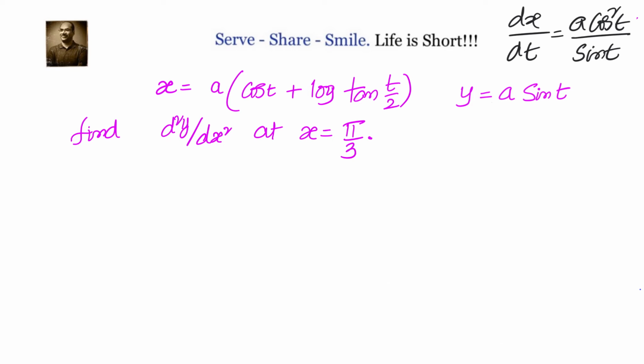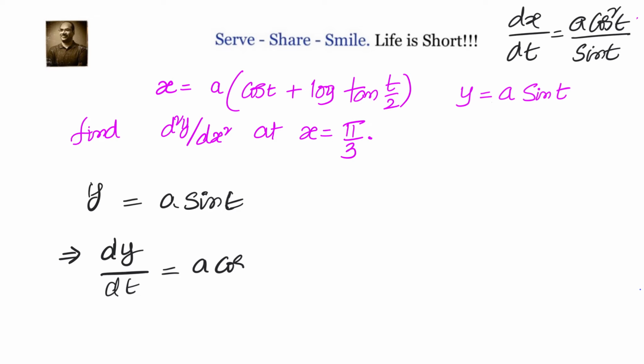Now what is y? a sin t. So let's find dy by dt. y equals a sin t, dy by dt equals a is constant, so it will come out. We have the derivative of sin t, which is cos t. So dy by dt equals a cos t. Now we have dx by dt equals a cos square t by sin t, and we have dy by dt equals a cos t.